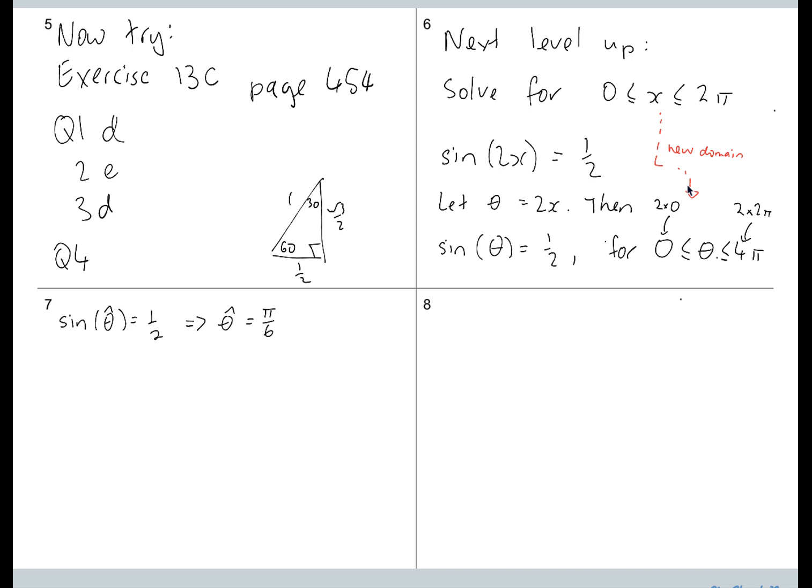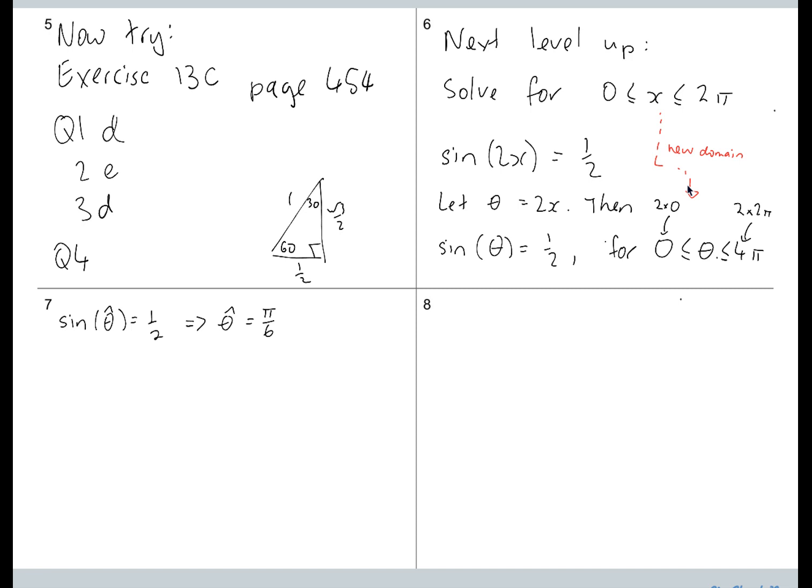Not yet. So just bear with me, right? I don't mind that you're anticipating me, but I'm trying to do it in a structured way. So for the rest of the solution, until the last line, we just deal with theta. Don't worry about 2x, just let's go with theta, all right? So theta hat is equal to pi on 6, yeah?